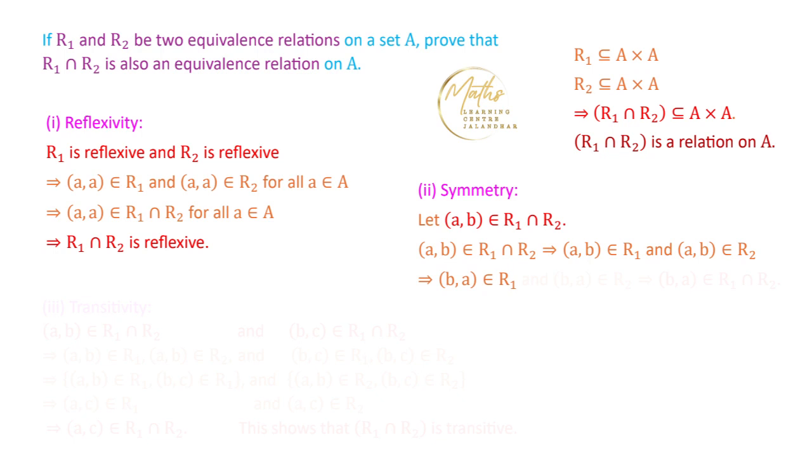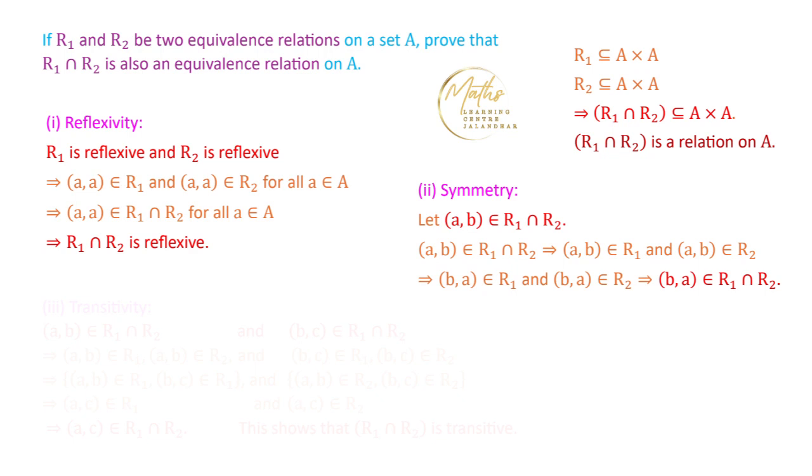Similarly, R2 is symmetric and (a, b) belongs to R2, so we have (b, a) belongs to R2. So what we have obtained here is that (b, a) is an element of R1 and (b, a) is an element of R2. It means that (b, a) is an element of R1 intersection R2. So if (a, b) belongs to the intersection of R1 and R2, then (b, a) will also belong to the intersection of R1 and R2. So we obtain that this relation is a symmetric relation.